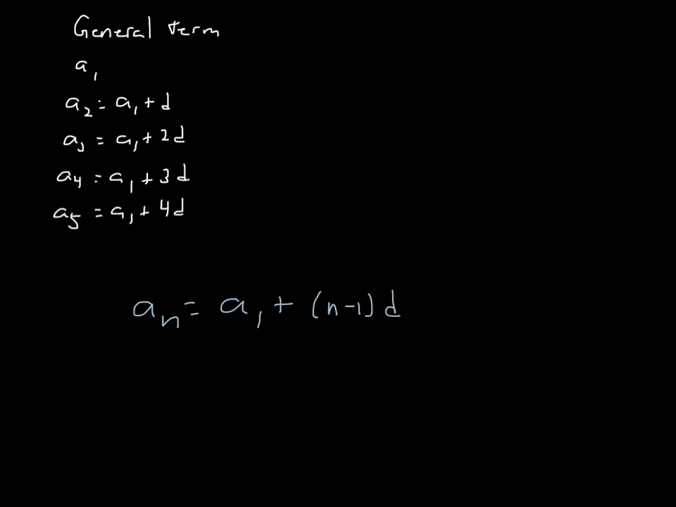Because in the second term, that's a sub 1 plus 1 times d. And in the first term, that is a sub 1 plus 0 times d. So when n is 1, I get 0d. When n is 2, I get 1d, adding 1d, and so forth. So my general term on an arithmetic sequence is this term right there: a sub n equals a sub 1 plus n minus 1 times d.